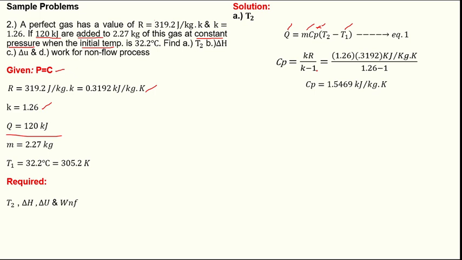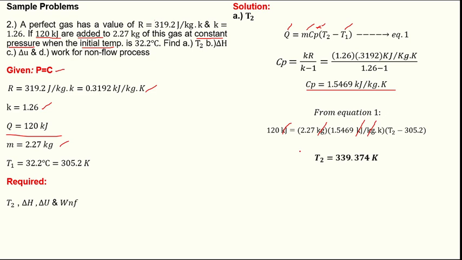makukuha na natin si T2 by the process of shift solve. So, from equation 1, we have, substitute natin yung heat, which is 120 kJ. Mass natin, 2.27 kg. Cp natin, yung kakakuha lang, 1.5469 kilojoules per kilogram Kelvin. Then, T2 yung nawawala. So, as is, minus T1, 305.2 Kelvin. Okay. So, cancel dito yung kilogram. Cancel dito yung kilojoules. Matitira mong units is Kelvin. Therefore, T2 mo is equal to 339.374 Kelvin. So, since a big letter T yan, yan na as is yung sagot.